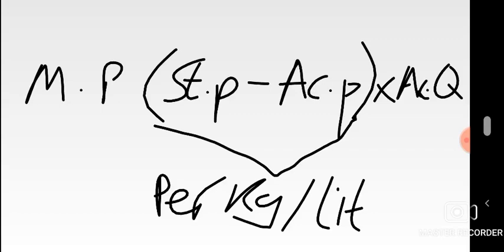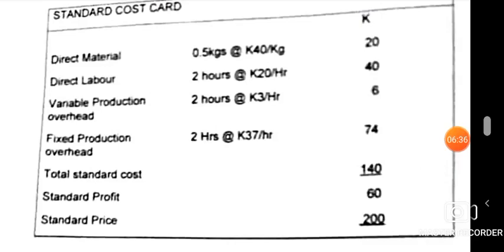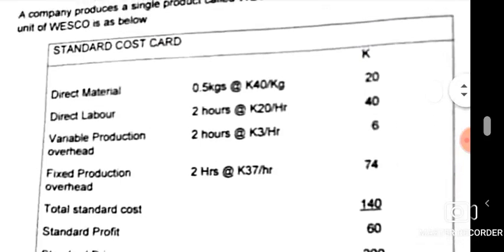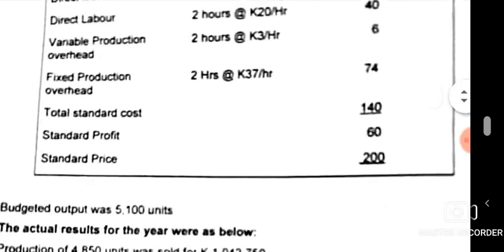So let's go and pick out the info. We are back to the question. We asked for the per kg price in standard. Go to the standard cost card. What is the per kg price? You look at the standard cost card on material. It's 40, right? Because you're looking for a price per kg. Okay, you pick 40.